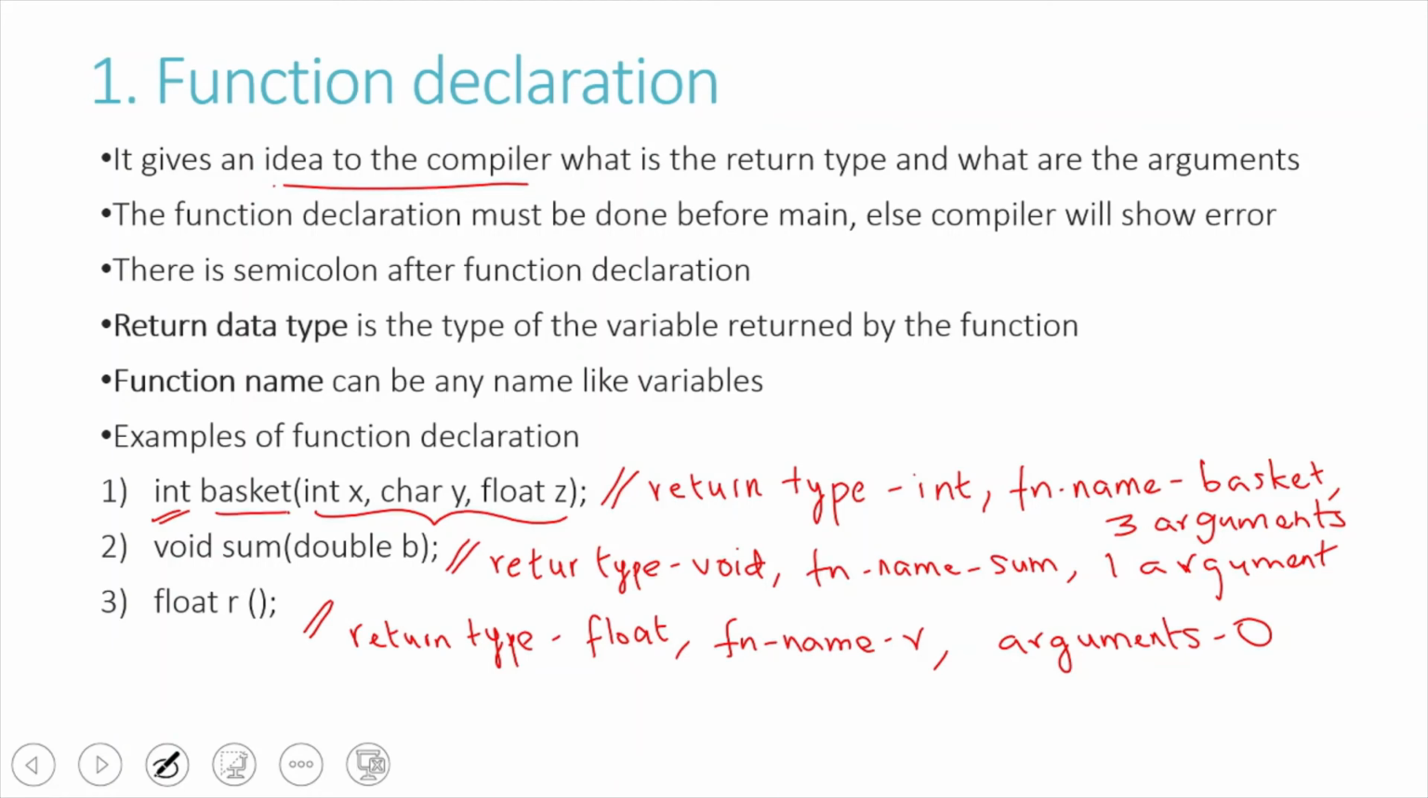Basket is the name of the function, and int x, char y, and float z are the three arguments that are passed to the function. Void here indicates that the function is not returning anything. The name of the function is sum, and the argument that is given to the function is b, and it is of type double. Here the function name is r, it is going to return float, and also the function is not taking any arguments from the calling function.